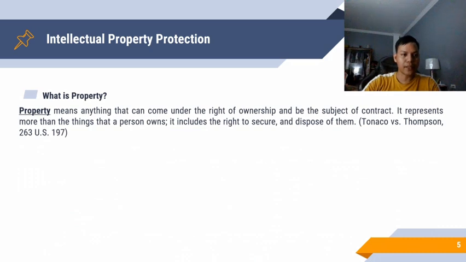So it represents more than the things that a person owns, and it includes the right to secure and dispose of them, according to Tanako versus Thompson, 263 US 197. So this is the definition of property.